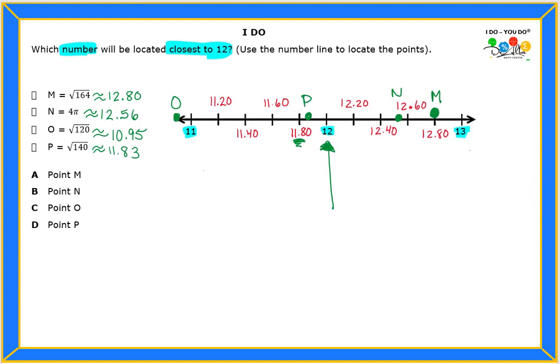So I think we can clearly see right now that P is the closest to 12. Agree on that? Because it's only this much space, look. That much to reach 12. And all the other ones are very much further than that, right? Very good. So therefore, point P is the closest to 12. And that's letter D. Very good.